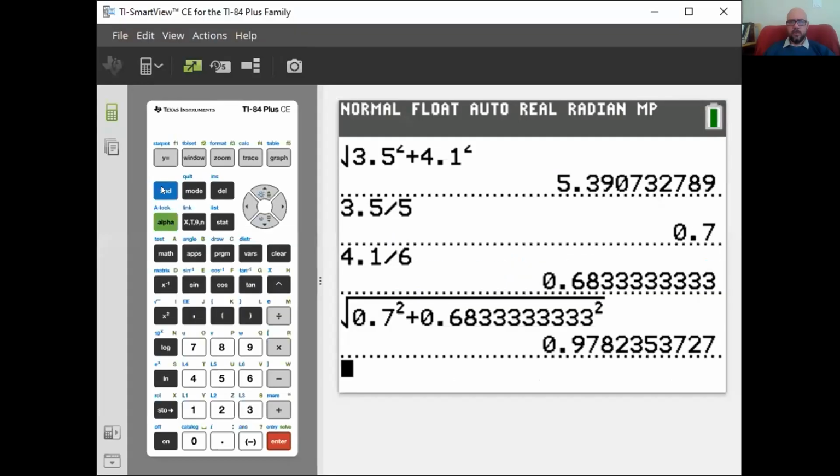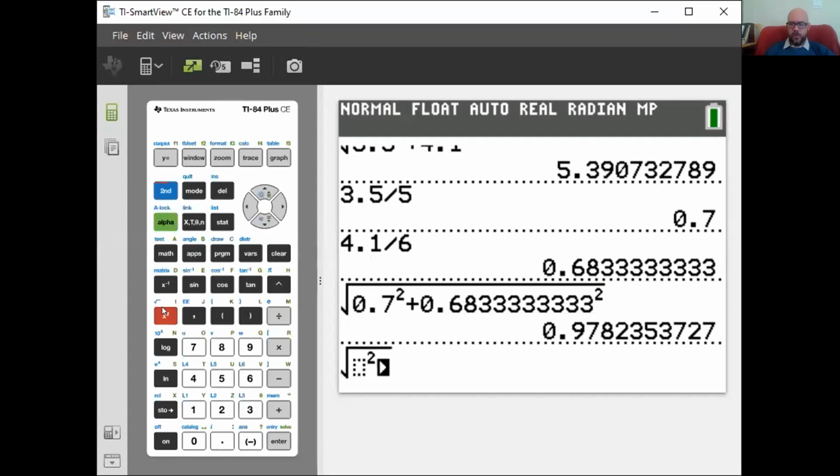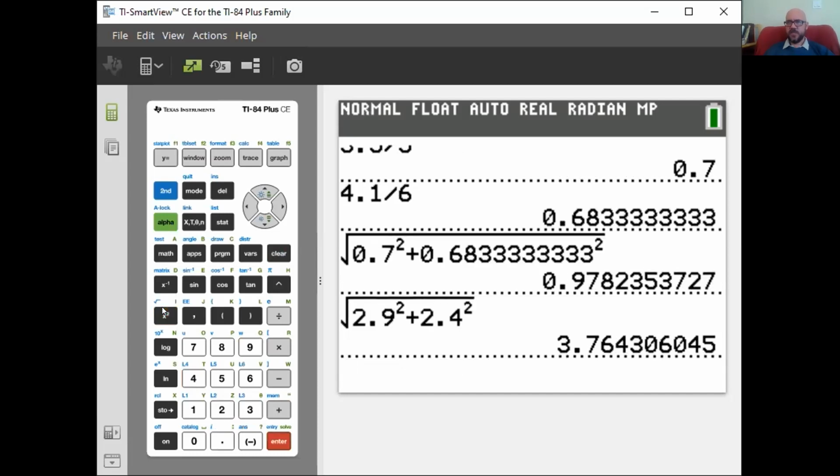So square root of 2.9 squared plus 2.4 squared. Whoops. Let's just clear that out. So 2.9, I don't know why. 2.4 squared. I'll have to go back and look at the video to see where that extra space came from. Now we get this, 3.764. That's the standard deviation of the distribution of all possible differences between men's heights and women's heights.